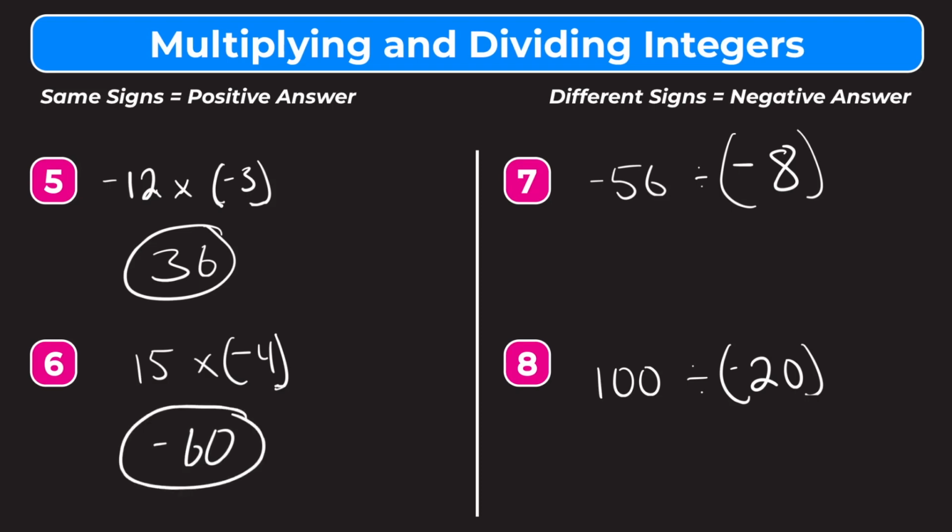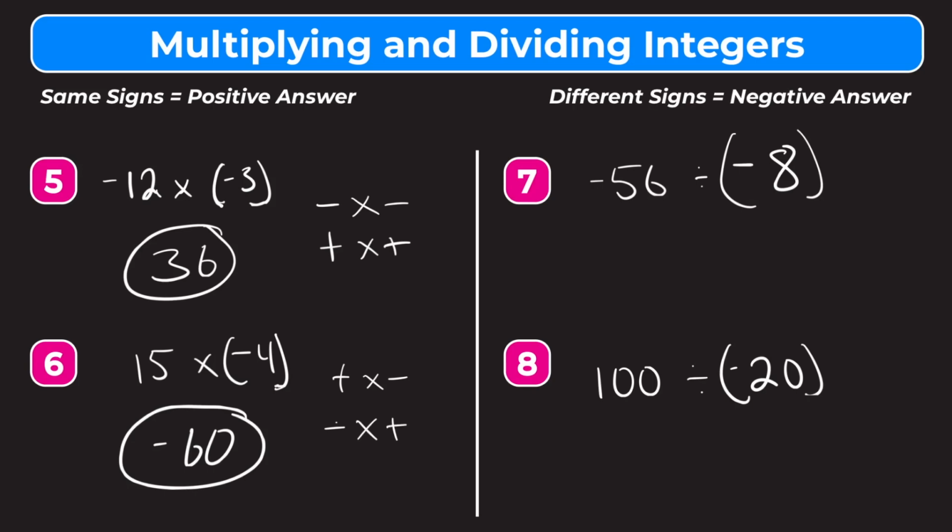That is our answer. Again, as in example 5, we have 2 negative numbers. That would be same signs. So that's going to be negative times a negative, or it'd also be a positive times a positive, and that is always going to equal a positive answer. And number 6, we have different signs. We have a positive times a negative, and we could also have a negative times a positive, and that will always give us a negative answer.